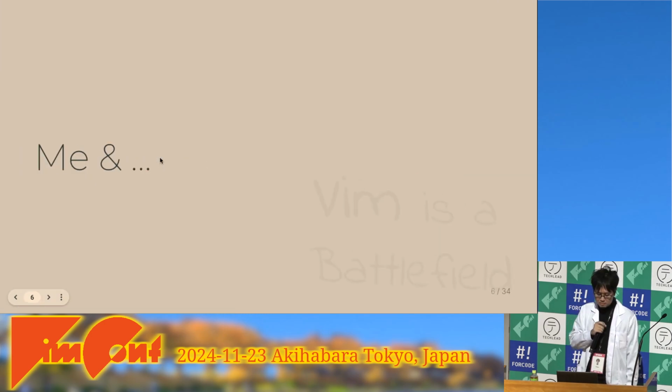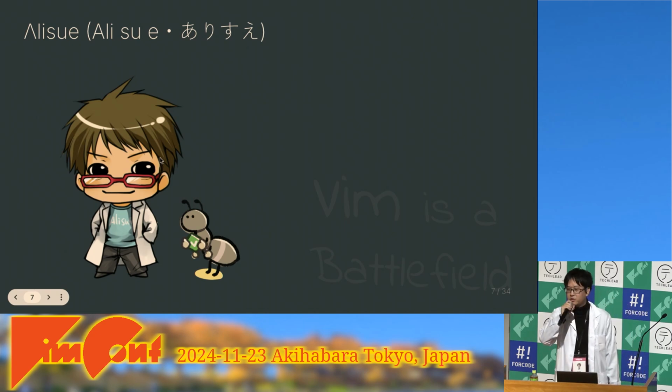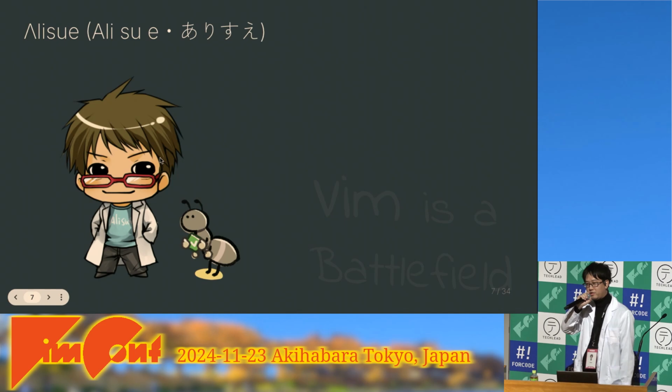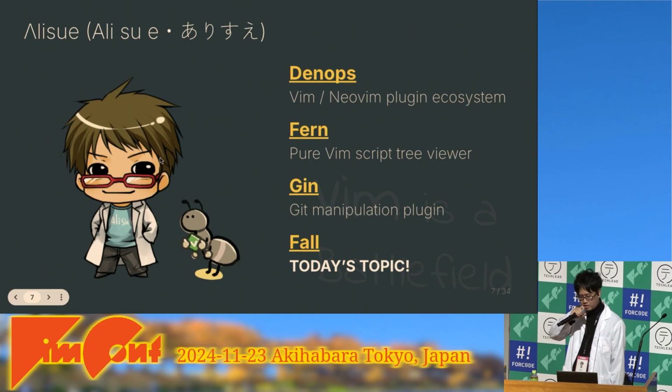Me. Let me introduce myself. I'm Halloween. No, just kidding. I'm Arisa, the author of several projects including DNOps, Farm, Gym, Fall, and many more. Today, I'd like to talk about my new fuzzy finder plugin named Fall.